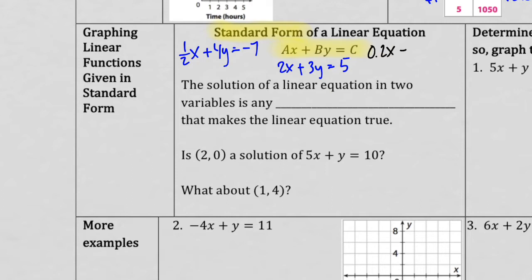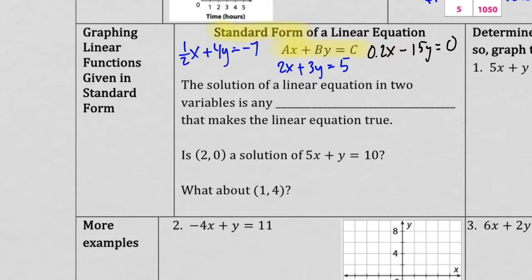Here's another example. 0.2x minus 15y equals 0. That works. Here's x. Here's y. The number next to x is 0.2. The number next to y is -15. The constant is 0. 0 counts. Okay. The only exception is if you have a 0 next to both the x and the y. You can't have that. Okay. But you can have a 0 next to x and a 0 next to y, but not both at the same time, because that just eliminates both of the variables.